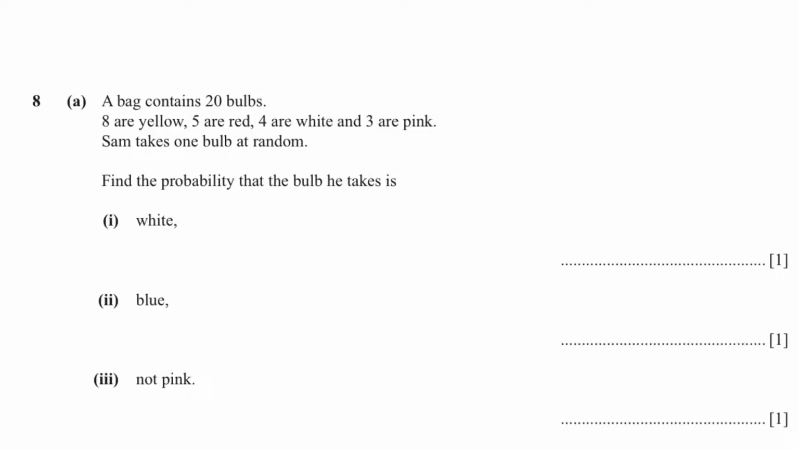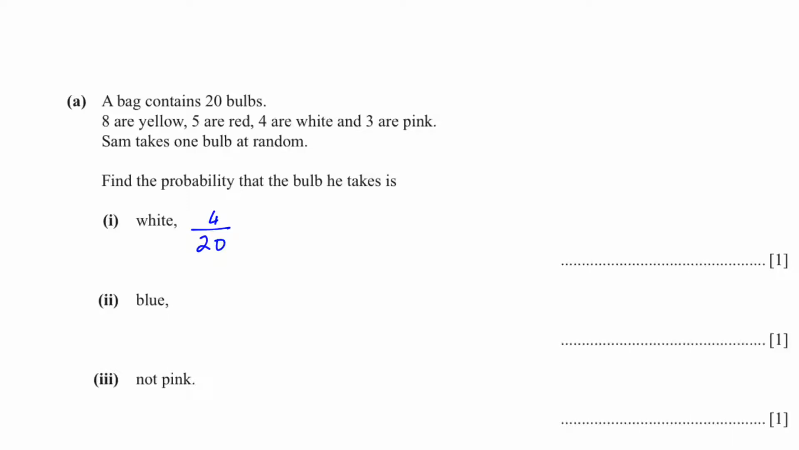Question number 8. A bag contains 20 bulbs. 8 are yellow, 5 are red, 4 are white and 3 are pink. Sam takes one bulb at random. Find the probability that the bulb he takes is white. How many whites are there? 4. Therefore 4 over the total number of bulbs, which are 20.